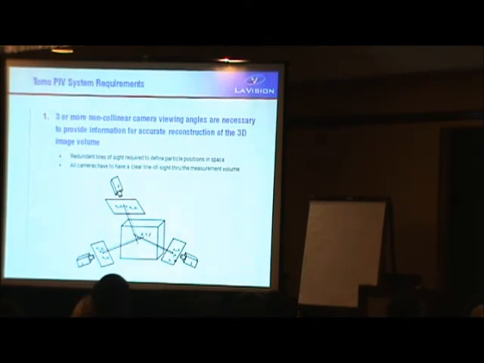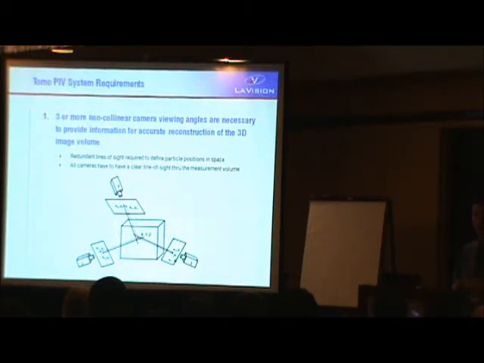So Cal already touched on this a little bit, but what are the basic requirements of making three-dimensional measurements using tomographic PIV? You need at least 3 different non-collinear camera viewing angles so that we have enough information to properly define the position of the particles within the volume and to be able to reconstruct it. Of course, all cameras have to be able to see into the flow field, not being blocked by any object that's in your flow field.